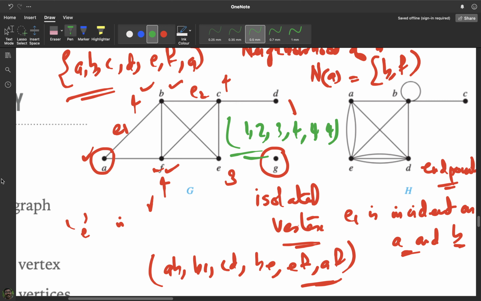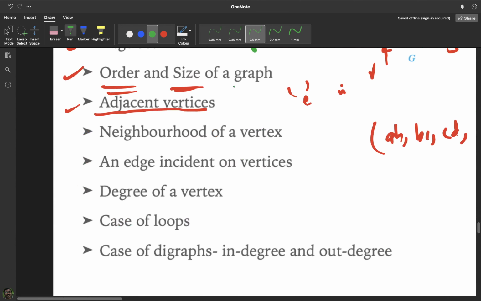Now, the degree of a graph. The degree of a graph is the sum of all the degrees of the vertices. So the degree of a graph is nothing but the sum of the degrees of all vertices. So what's the degree of this graph? It will be 1 plus 2 plus 3 plus 4 plus 4 plus 4, which is 18. So 18 is the degree of the graph. I hope you understand what is meant by degree of a graph and degree sequence.